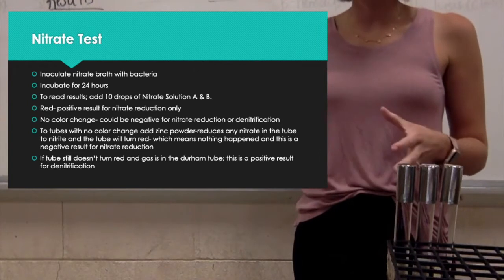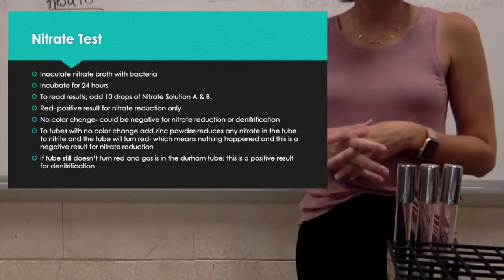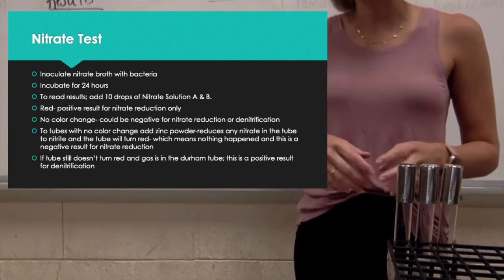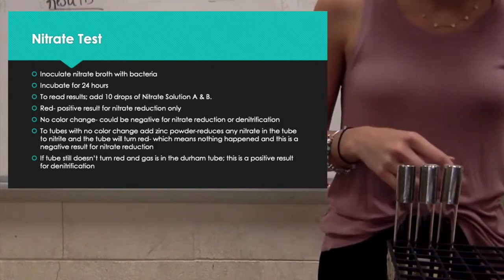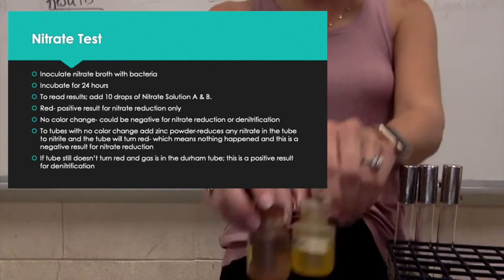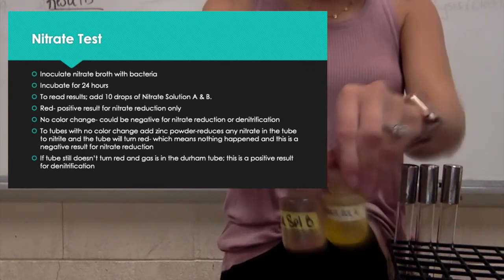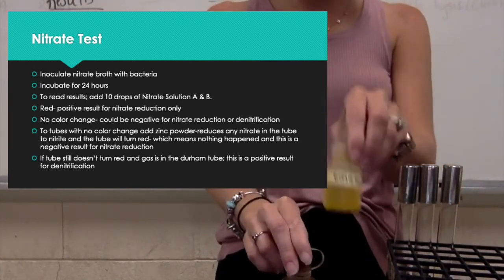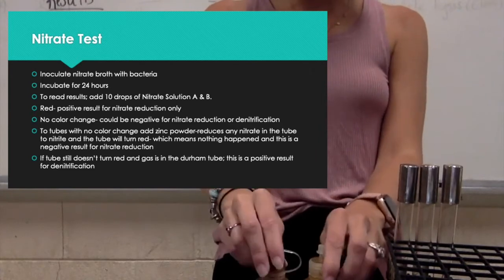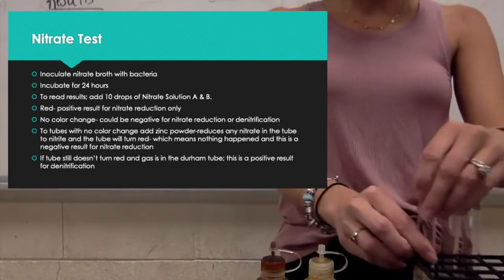So the first thing that we need to add to the tubes to read the results are the first reagents. The first reagents for the nitrate test are nitrate solution A and nitrate solution B. So here's my nitrate solution A and my nitrate solution B. I'm going to add 10 drops of A and 10 drops of B. Okay, I'm going to go ahead and do that now.